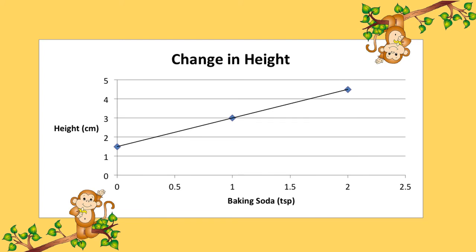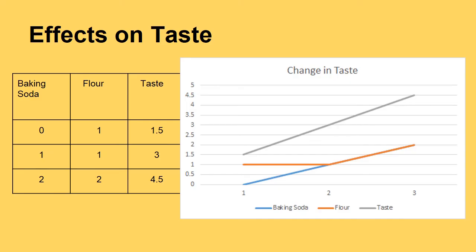This is our change in height, represented by our graph here. This is where we went from the 0 to the 1 for our low for the baking soda, and our 2 is our high. So our change in taste. Taste was very important. It did not turn out as we predicted. It's more of a linear graph than it was a triangle as before.